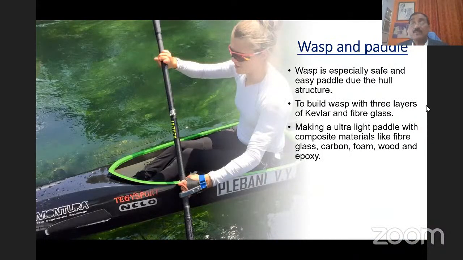And the wasp, especially safe and easy to paddle due to the hull structure. To build the wasp, three layers of Kevlar and fiberglass are used, making an ultralight paddle with composite materials like fiberglass, carbon, foam, wood and epoxy.